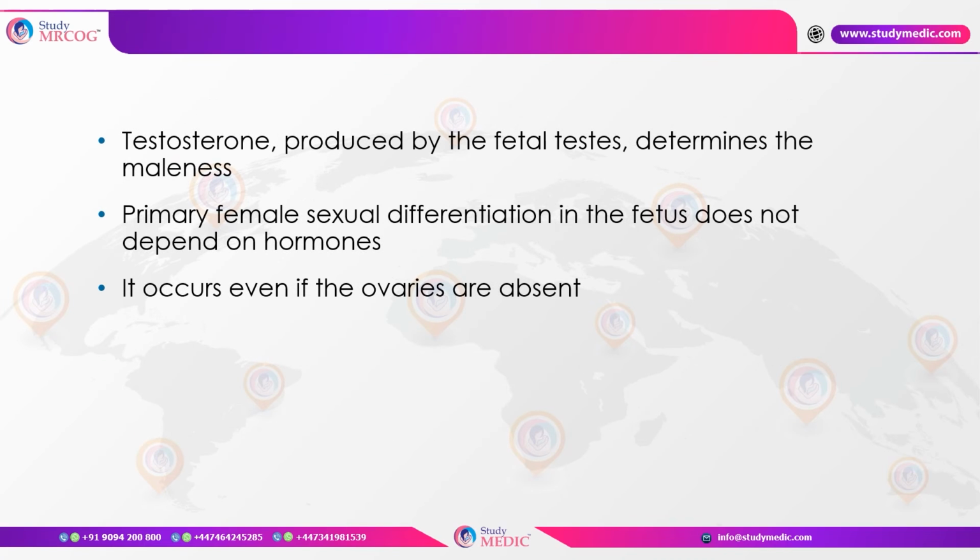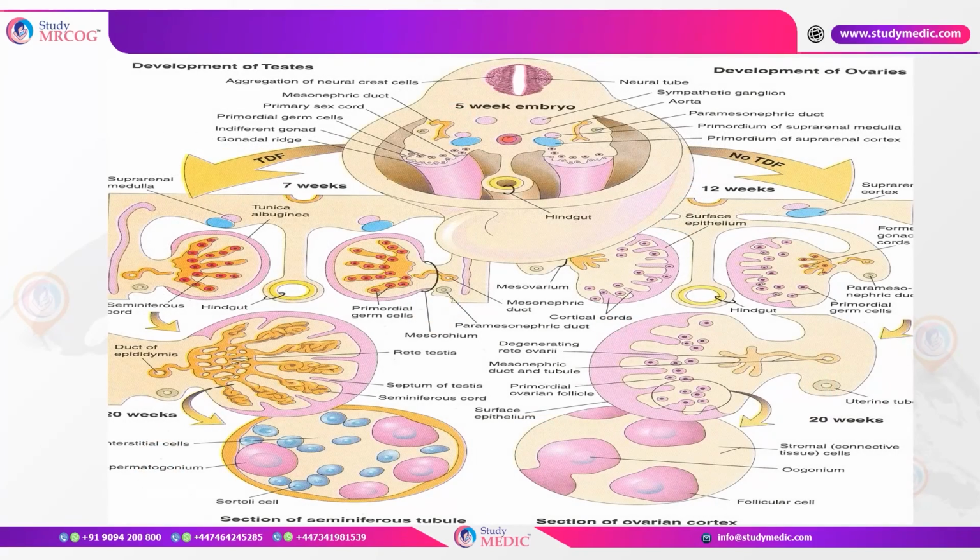Now, the testosterone that is produced by the fetal testis is going to determine the maleness of the fetus. Whereas the primary female sexual differentiation does not depend on the hormones. So even if the ovaries are absent, we can see there is a female sexual differentiation. Now coming to the development of the testes and ovaries, as we said, till week 7 it's going to be indifferent, and by week 7 it is going to start the differentiation, and by 12 weeks we are able to see the completion of this.